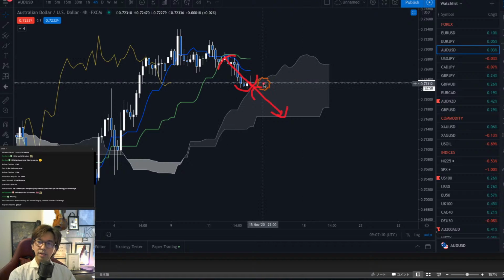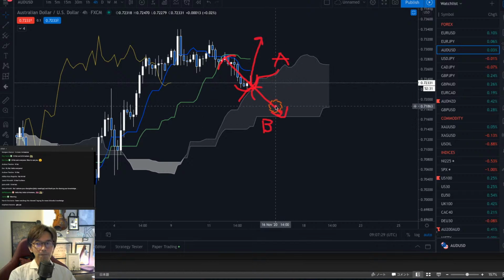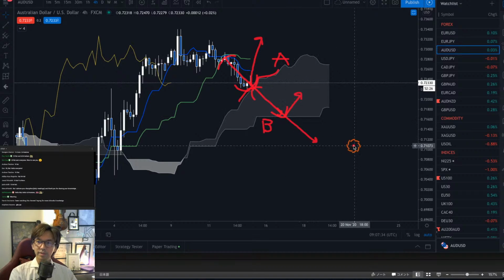It might be supported by this Senko span A, the upper part of the Kumo, and it could go up. Or it might penetrate the Kumo downwards and reach Senko span B, the lower part of the Kumo. It might bounce off of Senko span B, or if it penetrates, then it can go all the way down. At this moment, we have too many scenarios like this, so I would basically stay away in this kind of market. Let me check the next one.